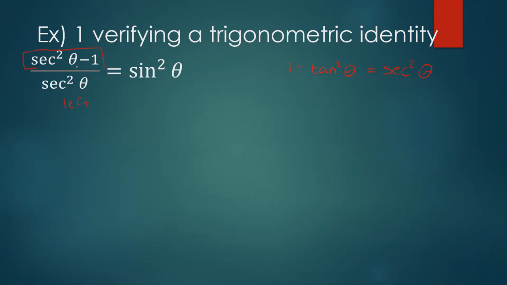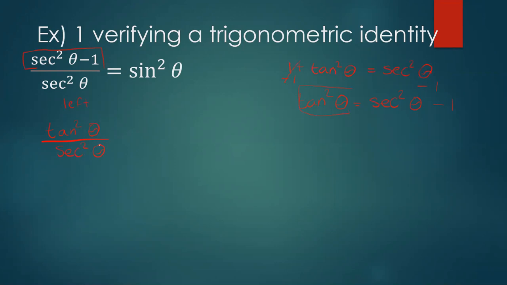We need secant square theta minus one, so what I could do is subtract one from both sides. This cancels, and on the left you're left with tan square theta equals secant square theta minus one. So now it looks exactly like this. We can replace secant square theta minus one with tan square theta. So let's replace that with tan square theta over secant square theta.